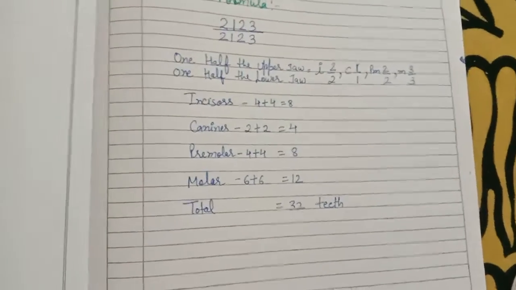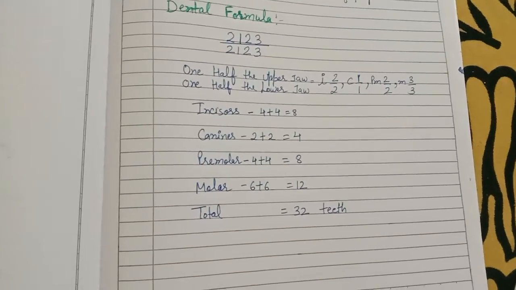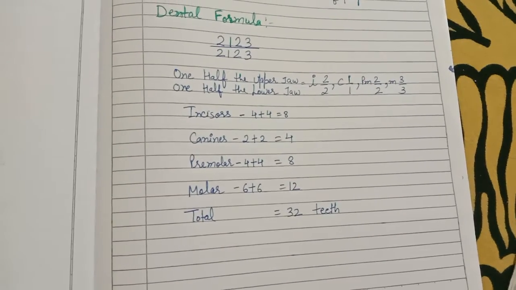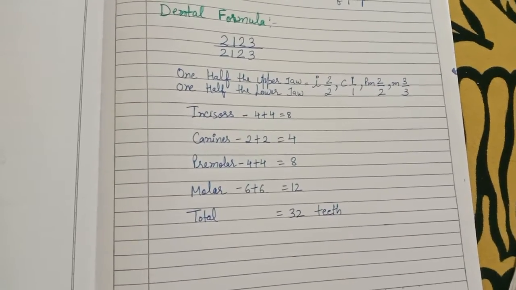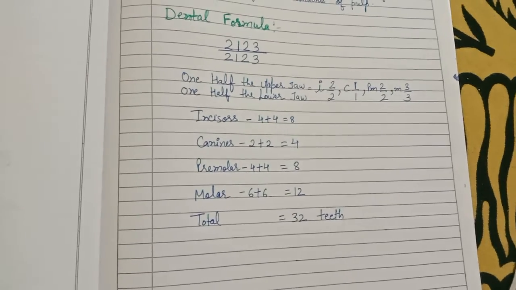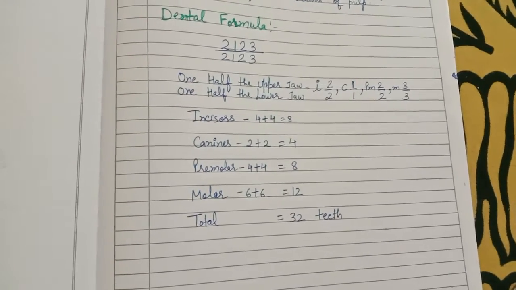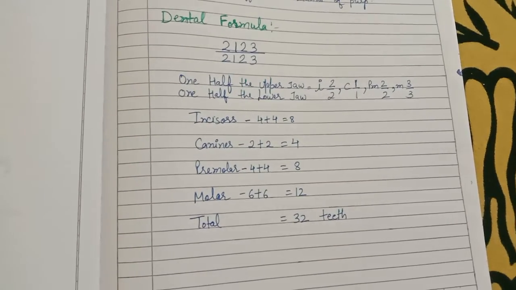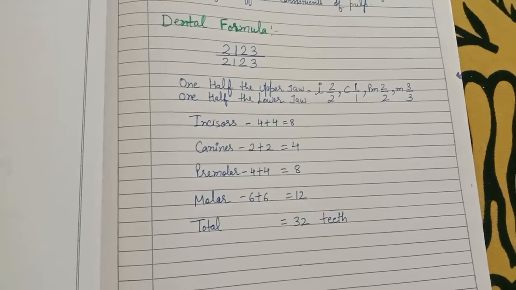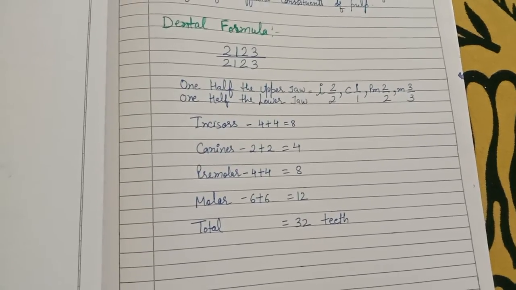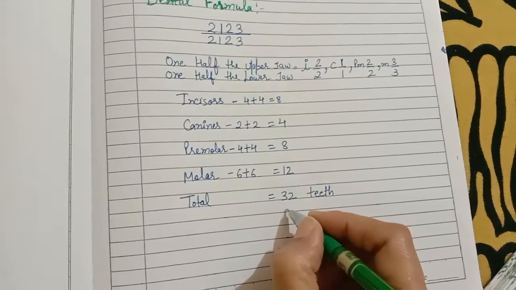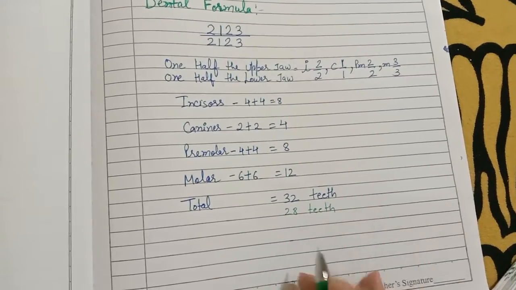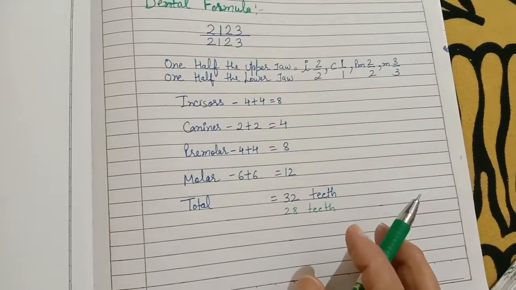So the total number of teeth in a human being is 32, and the last tooth is called the wisdom tooth. Wisdom teeth appear between the age of 18 to 25. In some persons they do not appear, and then only 28 teeth will be there. If there is no wisdom tooth, 28 teeth will be there.